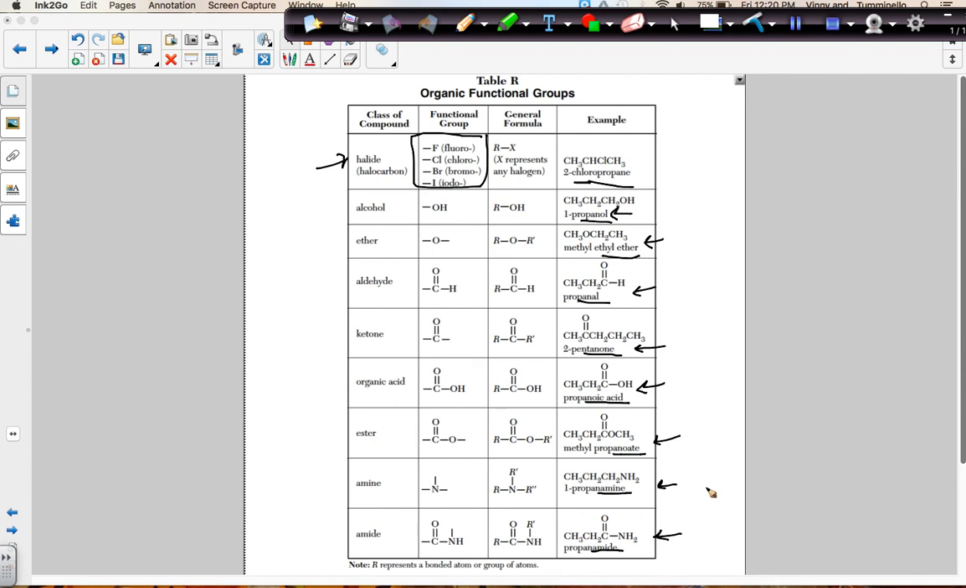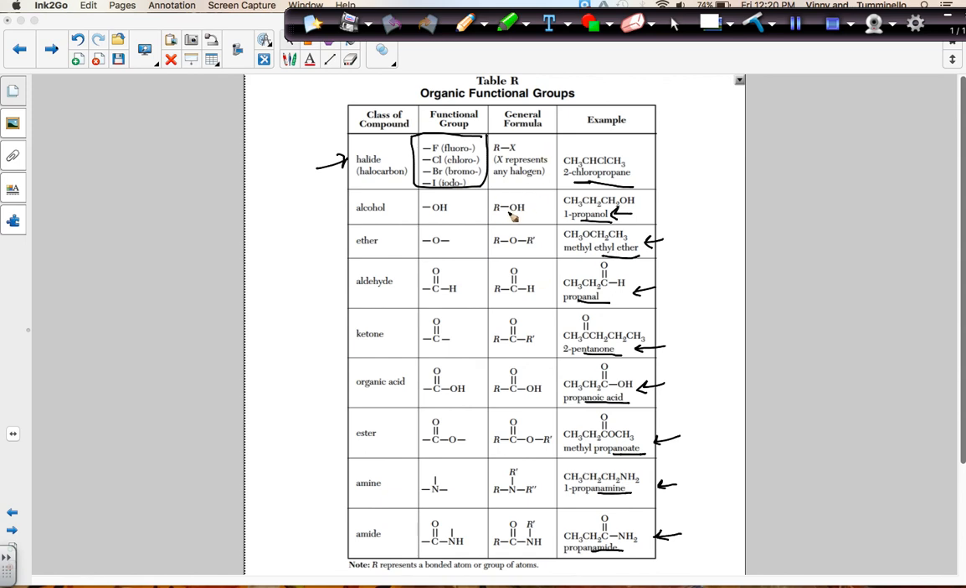So these endings will follow the patterns for all of the others. We would just change the prefix. So if I had an organic acid with 6 carbons, it would be hexanoic acid instead of propanoic acid. The functional group is the piece that's different, that's not just C's and H's. The general formula tells us what group of atoms is bonded to the functional group. It shows us how it bonds to the functional group.